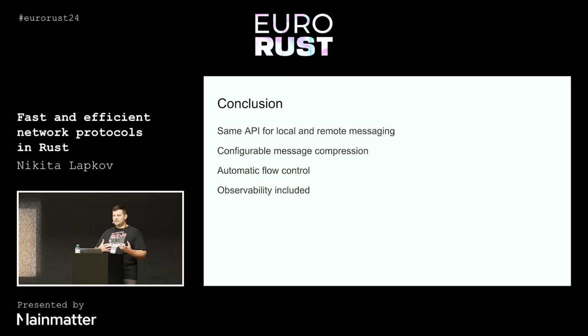So Elfo transformed from being an actor programming framework for a single node into a toolkit for building distributed systems at scale. We have a configurable message compression for cases when you need it. We have automatic flow control to make sure that the actors do not get overwhelmed, and to make sure that we use the network bandwidth efficiently. And we have observability included, so everything discussed before has a lot of metrics, which you can build nice dashboards of, and most importantly, debug production problems.